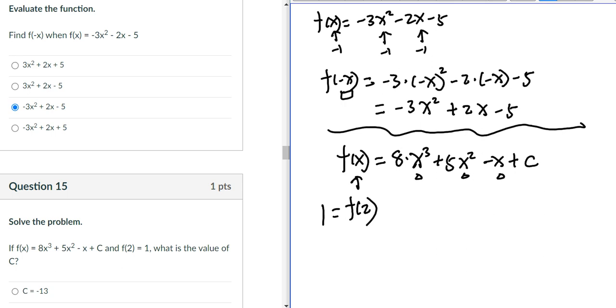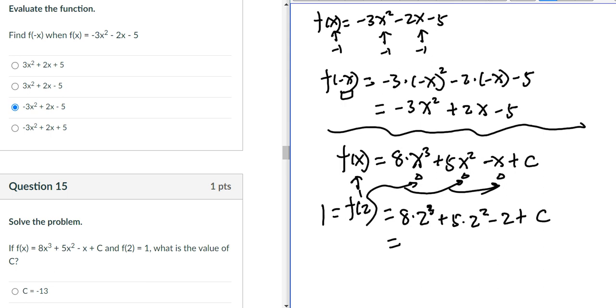But from here, you know, if here is 2, everywhere else will be 2. Here will be 2, here will be 2. So then what do we get? 8 times 2 cubed. Here we replace x with 2 cubed. And then plus 5 times 2 squared minus 2 plus c.